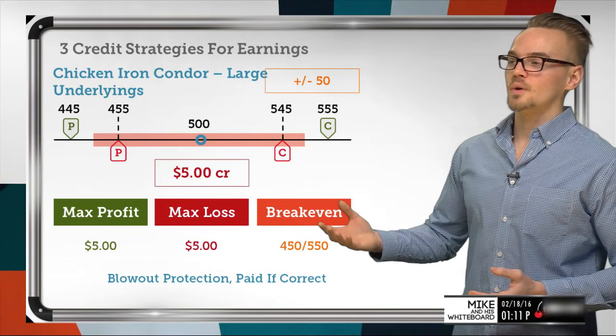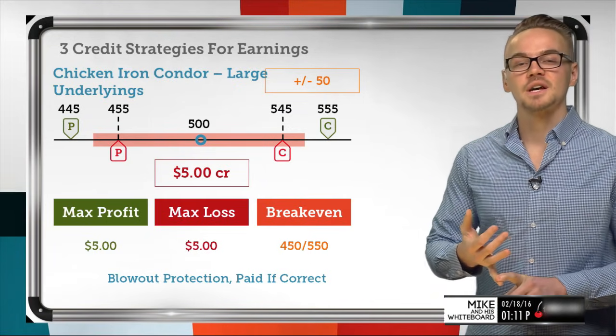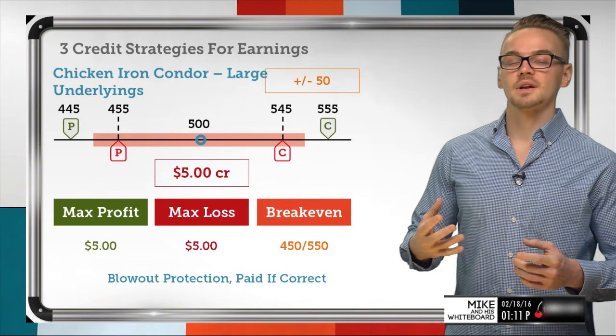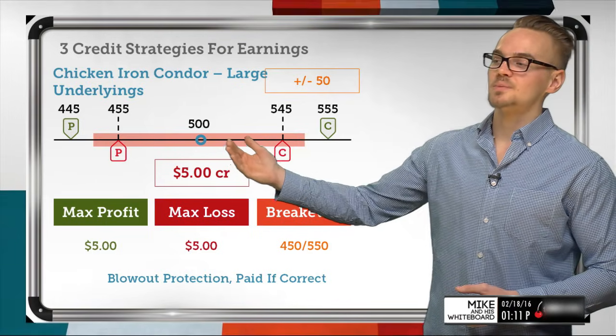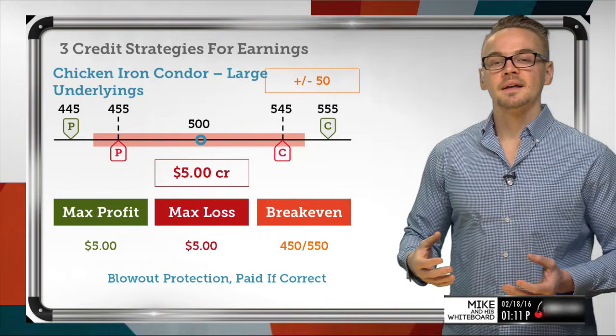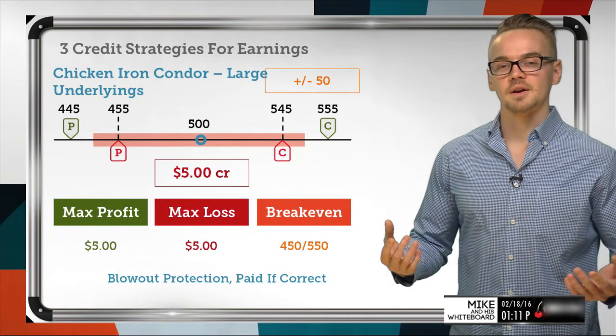So these are the two reasons why I like this strategy the best. Number one, it gives me blowout protection if I'm wrong and lets me lose less than if I were to have deployed a regular iron condor. And if I'm correct and the stock price stays within the expected range or expected move of that earnings announcement, then I'm going to get paid more than if I were to have just deployed a regular iron condor.